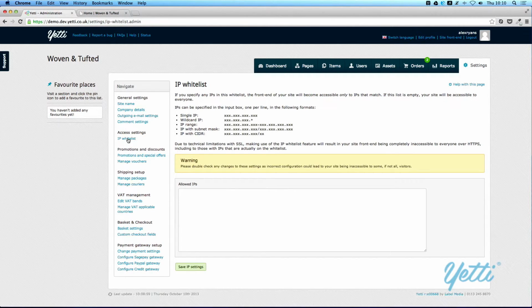Now, as the help documentation notes, you can put IP addresses in different formats. You can have one IP, you can have a wildcard IP, an IP range, an IP with a subnet mask, or an IP with CIDR.